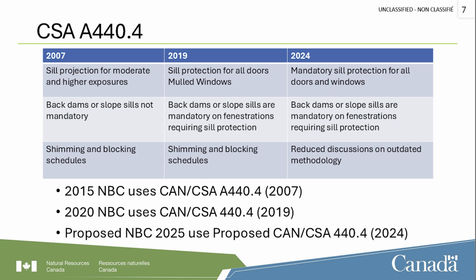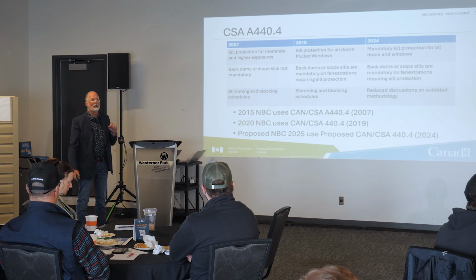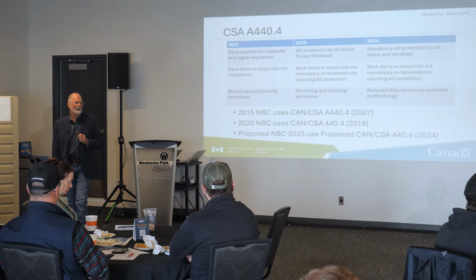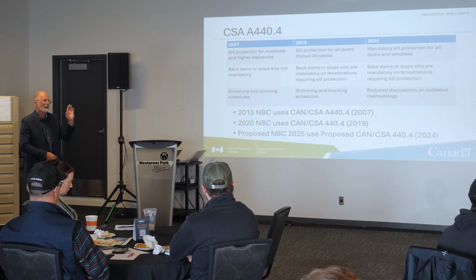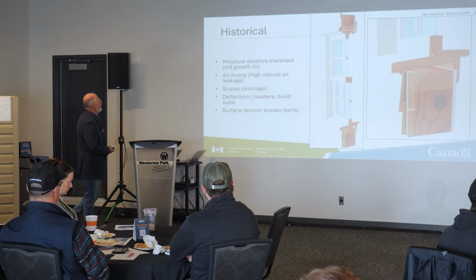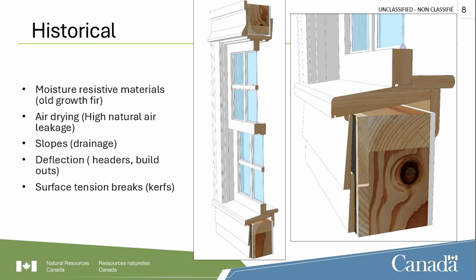2019 is the current CSA standard 440.4 that we're using right now, which is in the 2023 National Building Code Alberta Edition. Unfortunately, the 2024 did not make it into the 2025 edition, so we're stuck with 2019 for the next edition of the code. For the next 6 years, we're going to be stuck with 2019, which is probably one of the worst standards that we've had. Having said that, looking at the way the standard is written, the concepts are really good, but it doesn't have any mandatory sill pan protection.